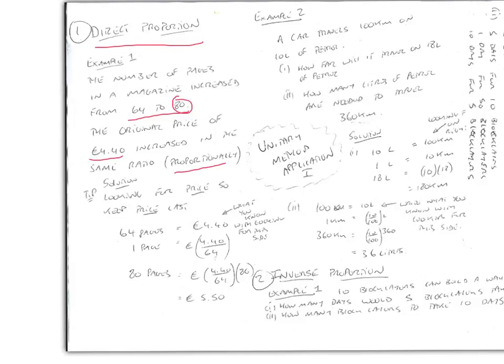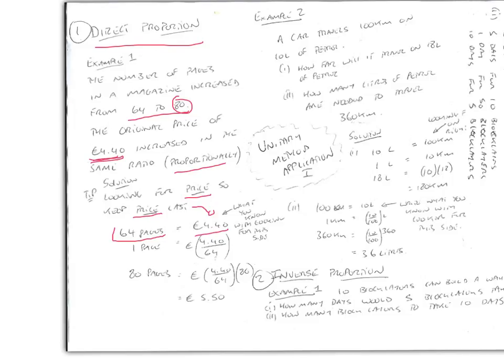Okay, so the solution is, when we use the unitary method, in this case we're looking for the new price, so we keep our price last or on the right hand side of the equation we write, which is basically what we know or what we're given. So we're told that 64 pages costs €4.40.